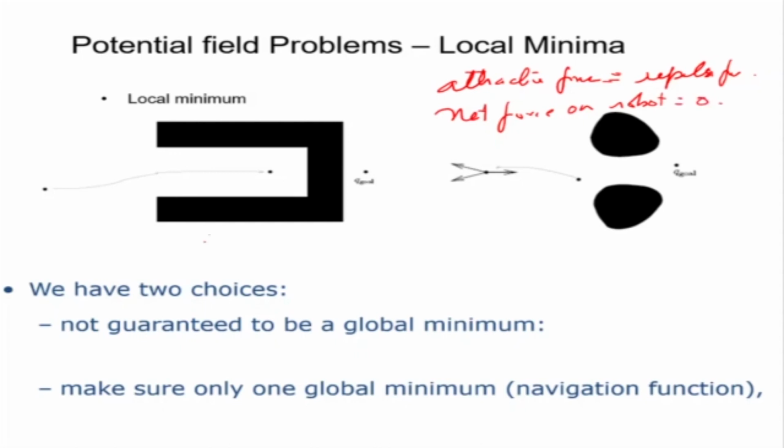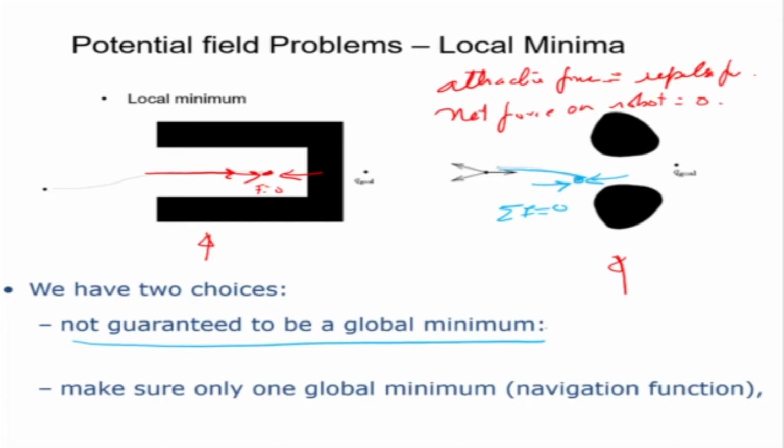Now, for example, in the left-hand side case, we are seeing here, when the robot is coming in like this and comes here, the force that is pulling it away and the force that is attracting it, the net force becomes equal to 0 there. Okay, so the robot just stops there. Now, it would appear that it has reached the goal because the robot has stopped, but it has not reached the goal. Similarly, on the right-hand side, if there are two obstacles placed like this, then the robot can go like this and come here. So the force in this direction and the force in that direction cancel each other, and sigma F is equal to 0 again. Okay. So the problem is that the final position of the robot is not guaranteed to be a global minima.